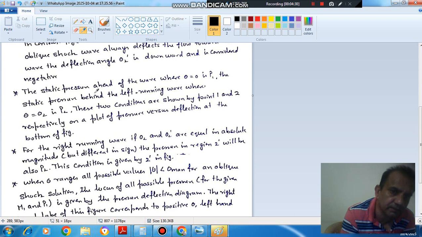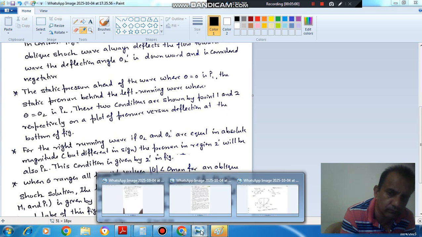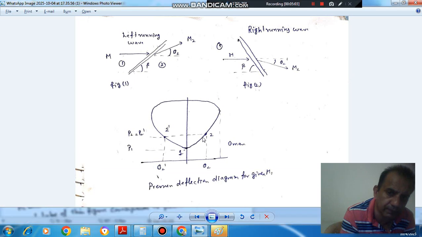The static pressure ahead of the wave, where theta is 0, is P1. The static pressure behind the left running wave, where theta is theta 2, is P2. So P1 is the static pressure before the wave and P2 is the static pressure after the wave. These two conditions are shown by point 1 and point 2 respectively on the plot of pressure versus deflection theta.